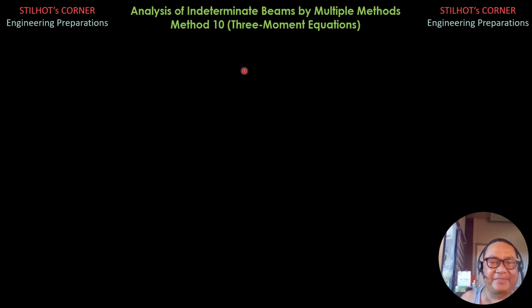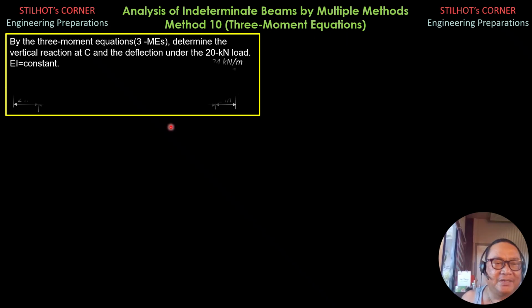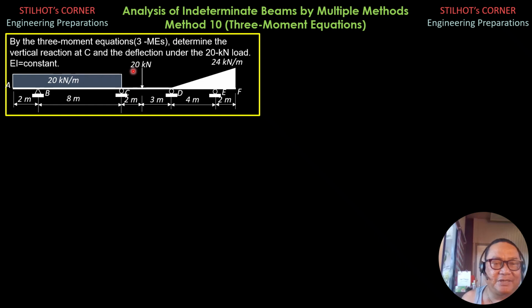This is method 10, the three moment equation, also the force method. By the three moment equations, determine the vertical reaction at C and the deflection under the 20 kilonewton load. EI is constant. So let's compute the moment at B and the moment at D.